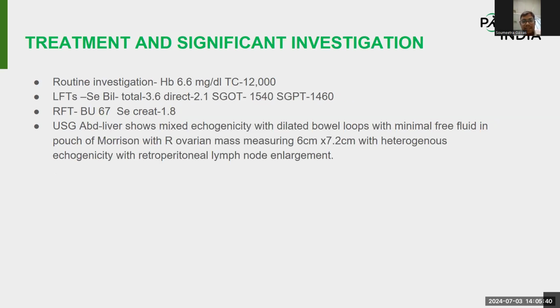Next slide. The patient's treatment and significant investigations. Routine investigation shows hemoglobin of 6.6 milligram per deciliter. Total counts are raised to 12,000. LFT: total bilirubin is 3.6, direct is 2.1. SGOT is 1,540, SGPT is 1,460. RFT: blood urea is 67, serum creatinine is 1.6. Ultrasound abdomen: liver shows mixed echogenicity with dilated bowel loops with minimal free fluid in the pouch of Morrison's, with a right ovarian mass measuring 6 cm by 7.2 cm, with heterogeneous echogenicity, with retroperitoneal lymph node enlargement. Next slide.